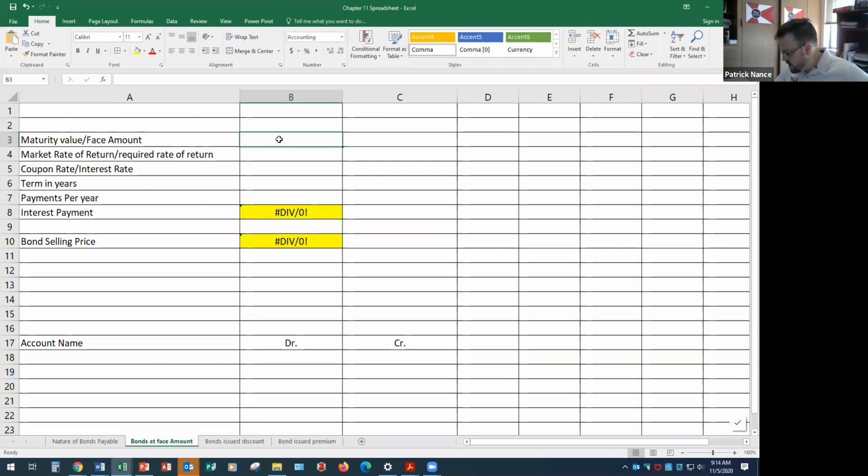The example they give in the book has a face amount of $100,000. The market rate of interest is 12%. The contract rate of interest is 12%. The term in years is 5, and it is paid semi-annually, so twice a year. Since these two rates are equal, we know we're going to sell the bond for $100,000. We can see by our present value calculation that's the case too.